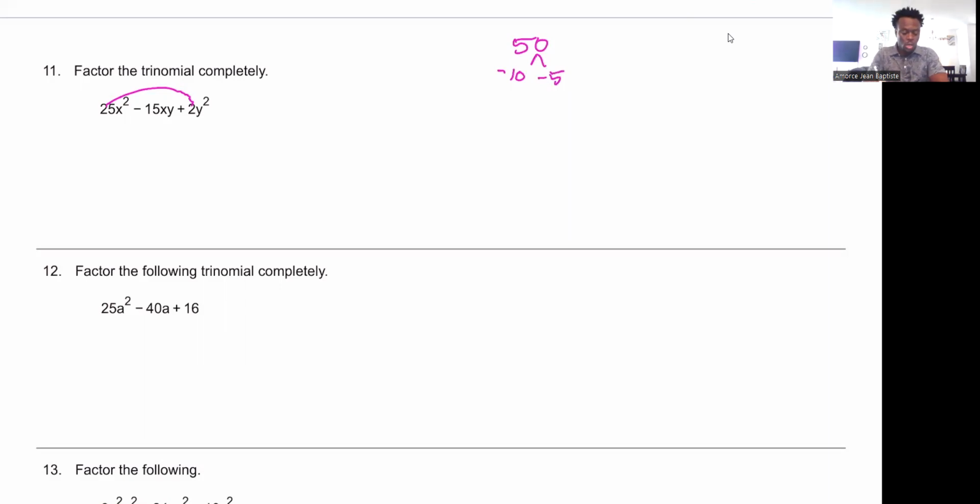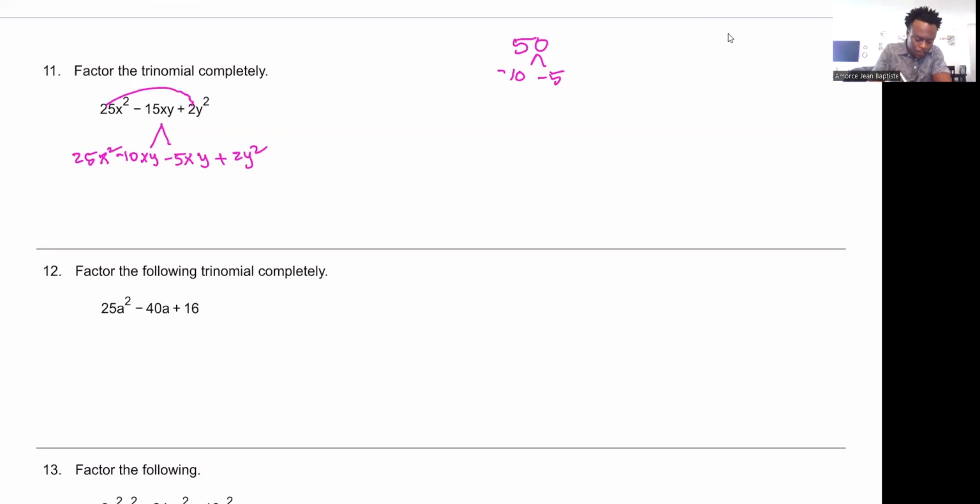So then now you can separate the -15xy as -10xy and -5xy, and drop the end and start terms, so plus 2y squared and 25x squared. And then now we have four terms, we can just group them.